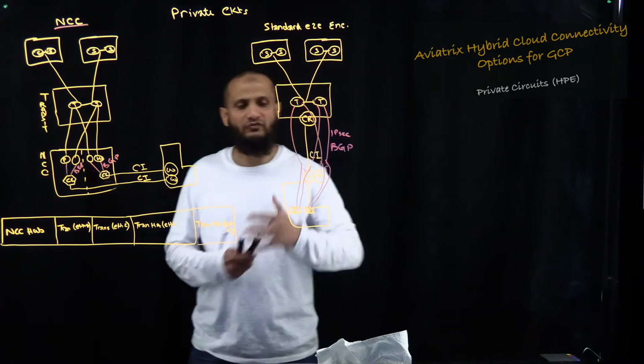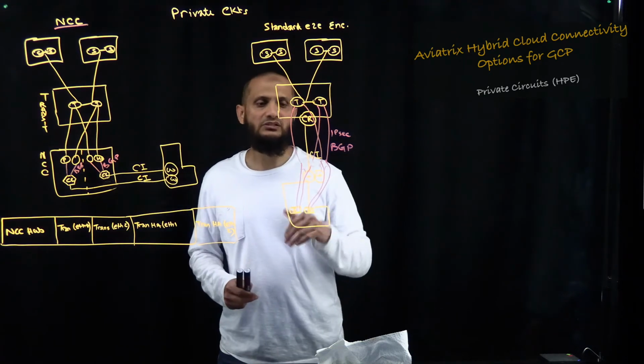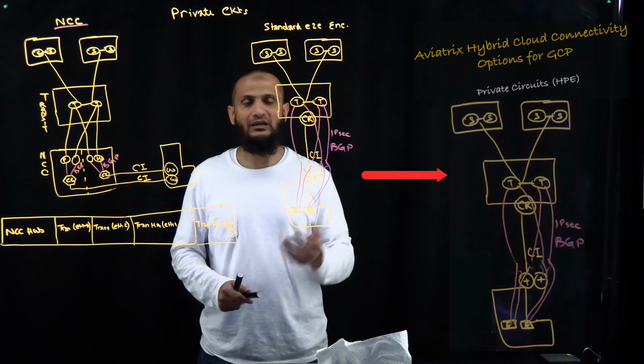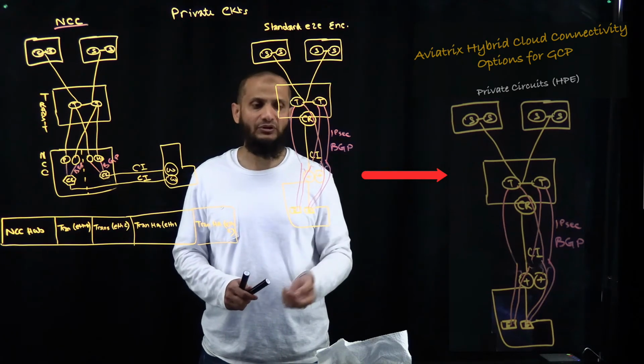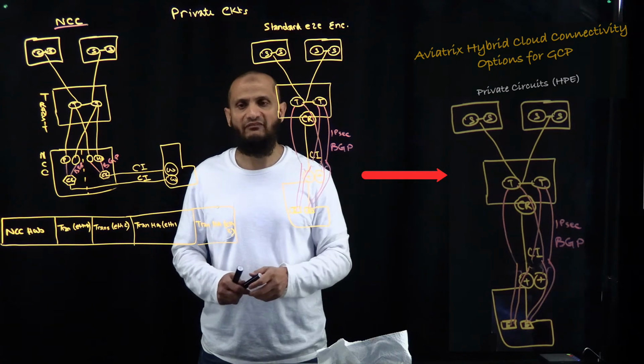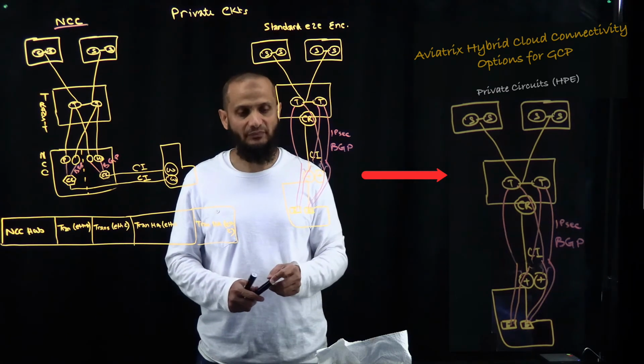The advantage of this architecture is there is no limitation on the performance. It can go 10 gig plus depending on what size of the cloud interconnect you use, and all these tunnels are self-managed, so you really don't have to manage anything.